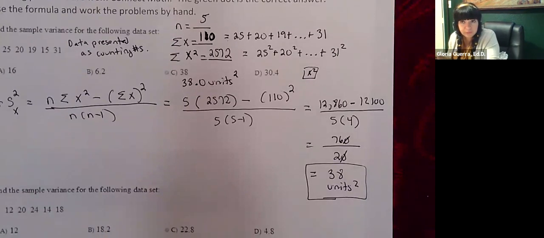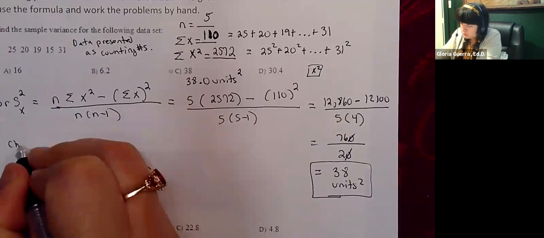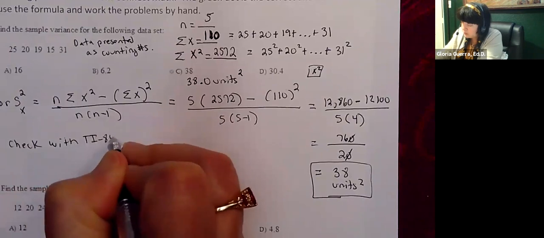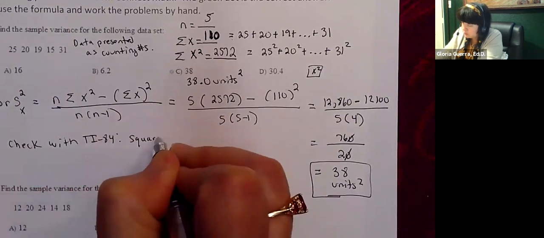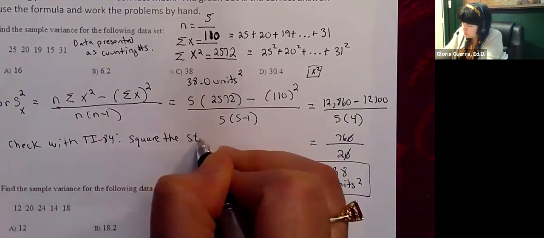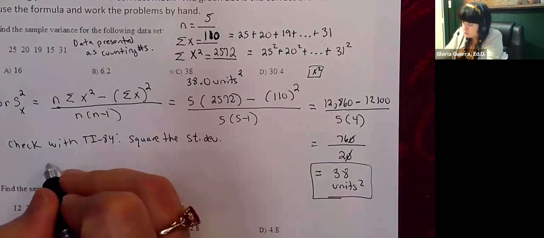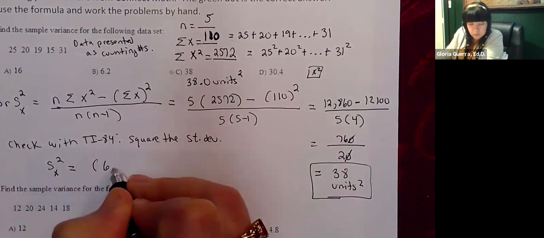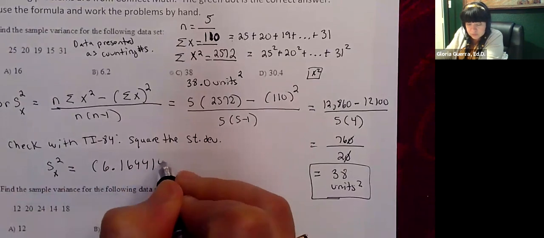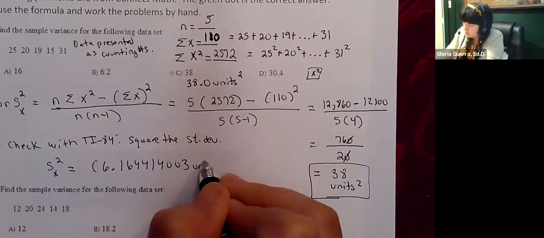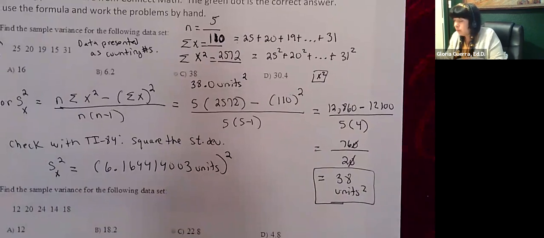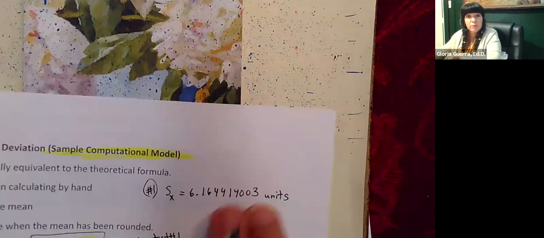Okay, so that's doing it using the formula. That's old school, and so we're going to have you demonstrate that on the test. But then we want you to check it with the TI 84, and this is where you will simply square the standard deviation. So we still have this, and then I have that 6.164414003 units squared. So remember where we got that from? Remember this that we got from the calculator over here?